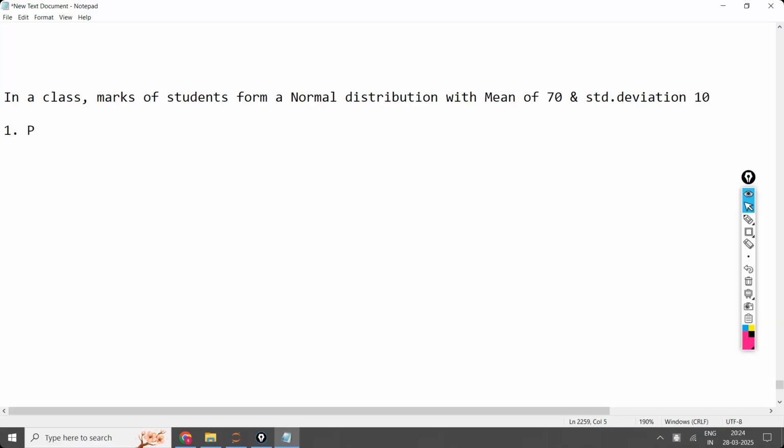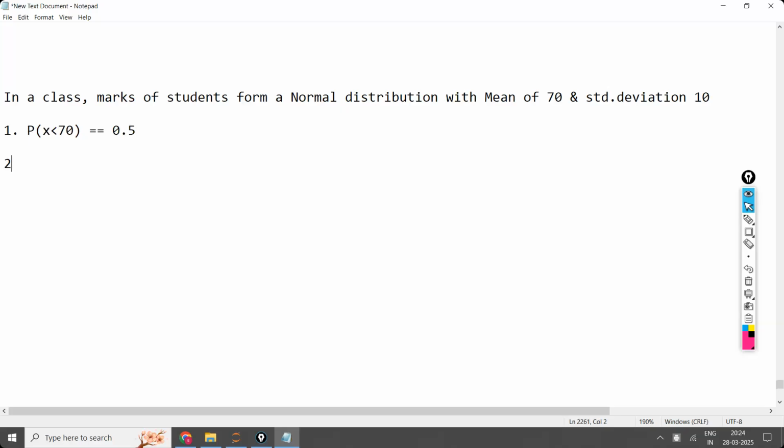Now question number 1. What is the probability of x less than 70? What is the answer? How much is the probability of x less than 70? Less than 70, how much area is there? Sorry, what is the answer? Loud, please. 0.5, which is 50%.